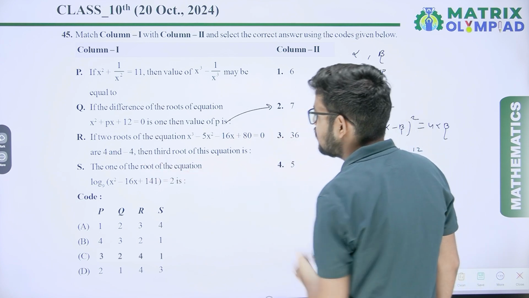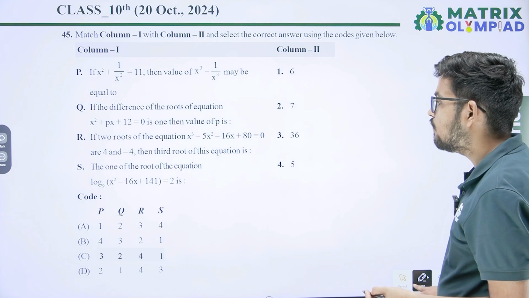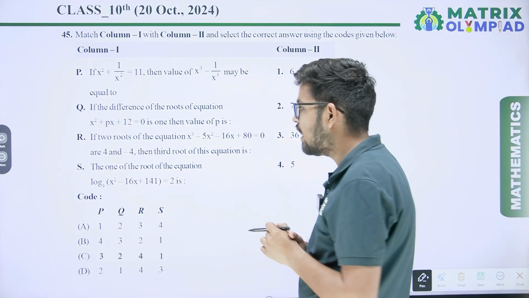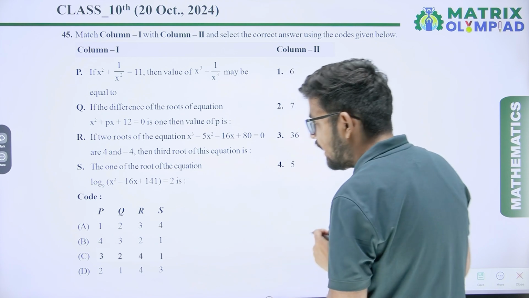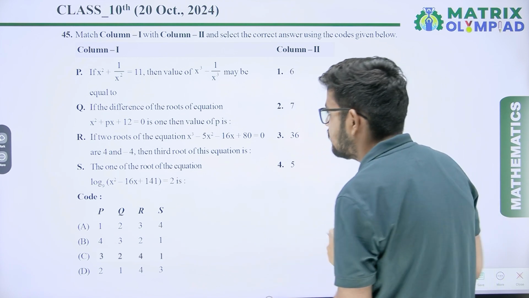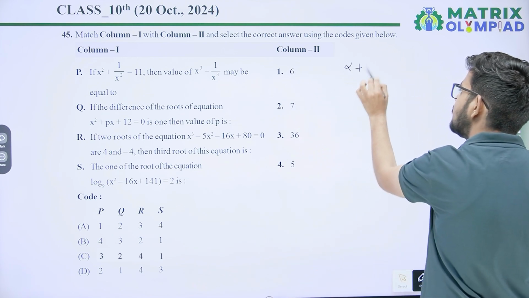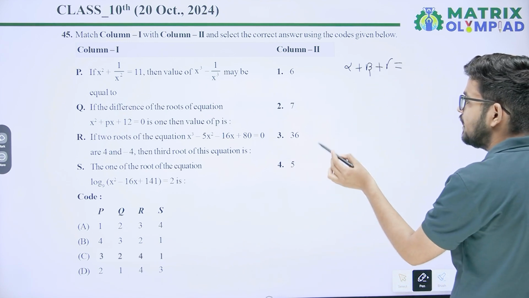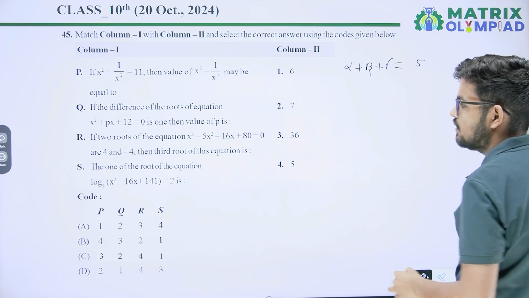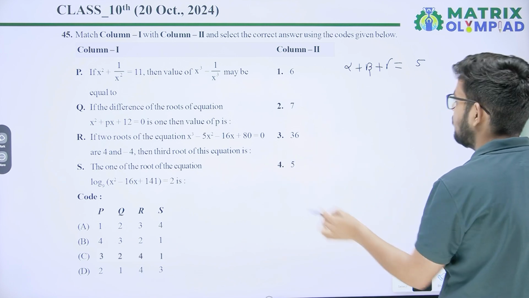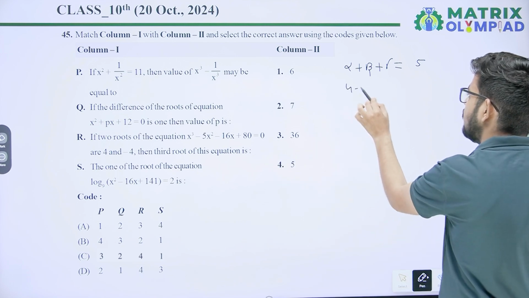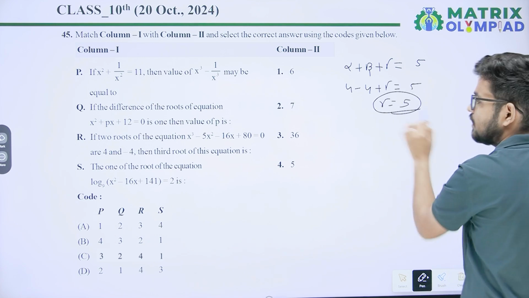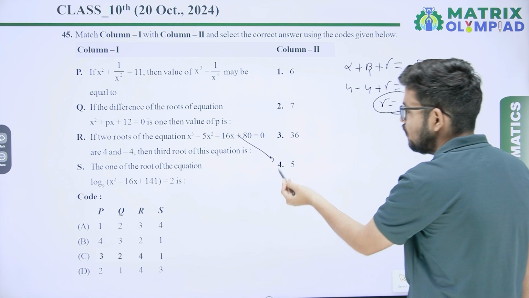If the roots of equation x cube minus 5x square minus 16x plus 80 equal 0 are 4 and minus 4, then the third root is. Okay, we know that alpha plus beta plus gamma for a cubic polynomial is minus b by a, so it is 5, and two roots are 4 comma minus 4, so 4 minus 4 plus gamma equal to 5, so gamma equal to 5. So the third root is option 4, 5.